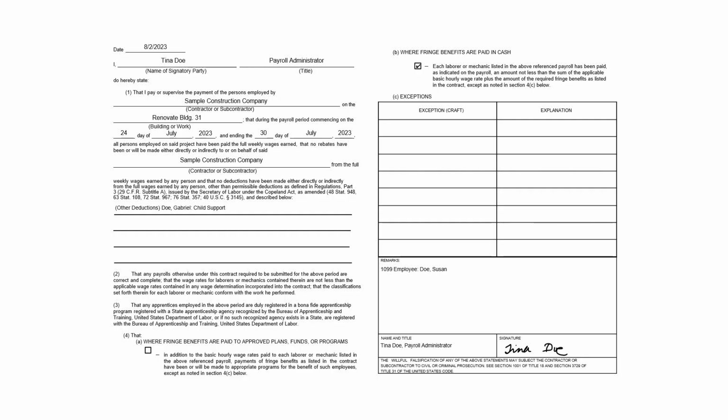For this, you would enter the date, name, title of the company name, the job location, dates of the pay period worked, and explanation of other. And then you would select either 4A for fringe benefits paid to an approved plan, or select 4B for fringe benefits paid in cash. Block C, you would list any explanations of exceptions to fringe benefits. For employees that are 1099 employees, please put 1099 employees in the remarks, along with their name. Type the name and title of the signatory party along with their signature on the bottom.